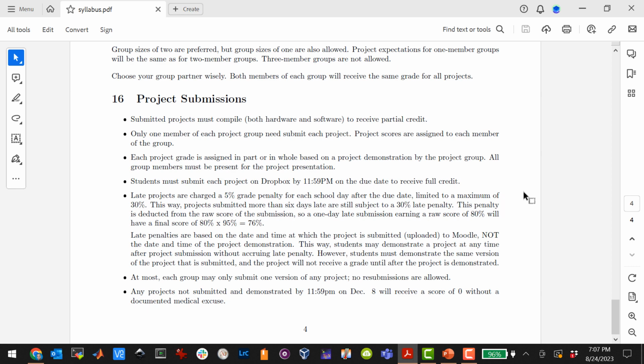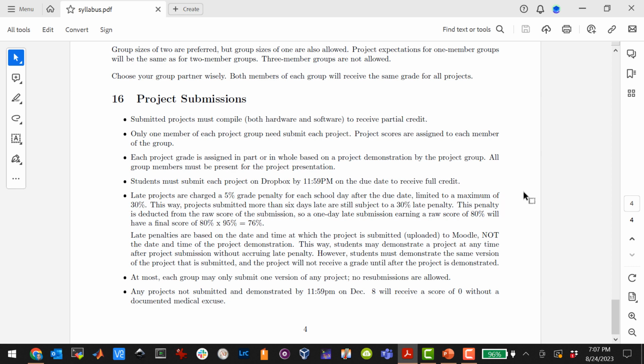It's impossible to fairly grade those kind of projects. Okay, only one member of each project needs to submit. So we have you submit the project through Dropbox. You have to submit it by the due date or you'll get a late penalty. So we base the late penalty on when you submit it.